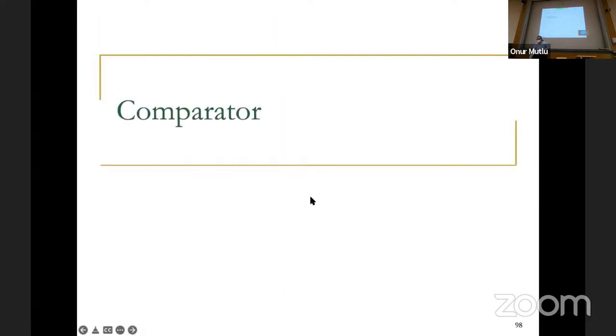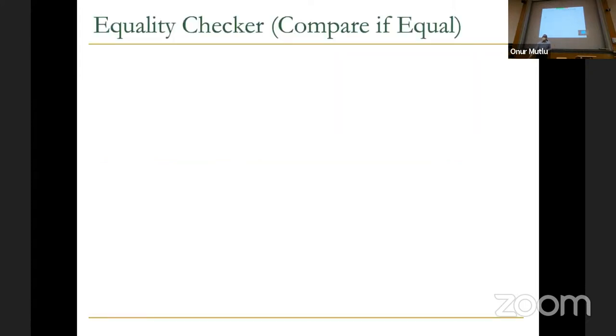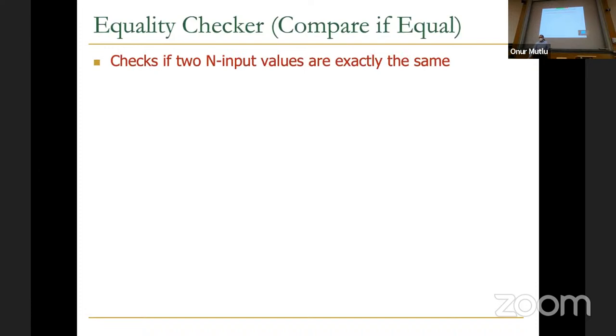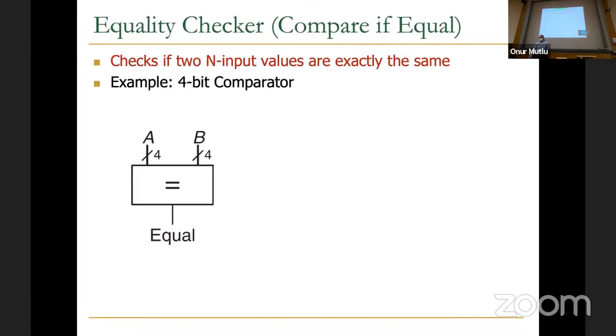So one example is the comparator. Basically, you're comparing if two numbers are equal to each other. This is also called an equality checker. Check if two n-input values are exactly the same. Well, this is the high-level module representation, 4 bits. This means that this is a 4-bit value, this is a 4-bit value, and you're comparing whether all of the bits are exactly the same.